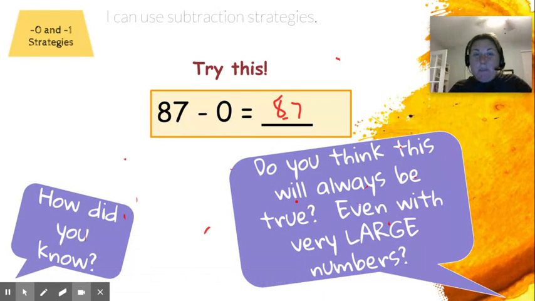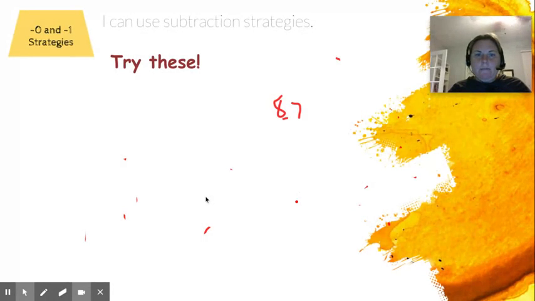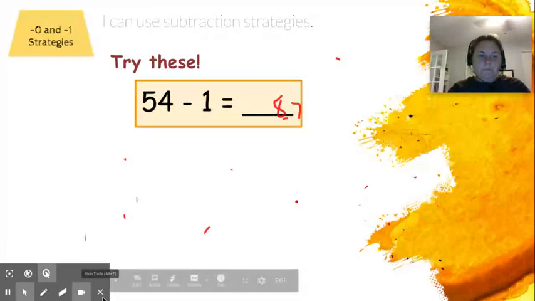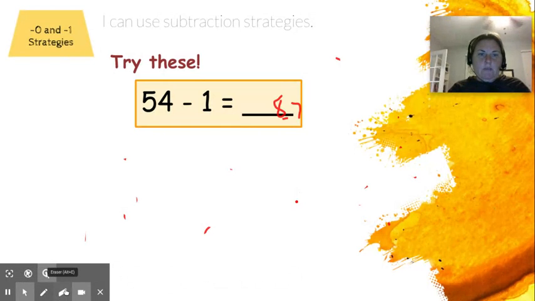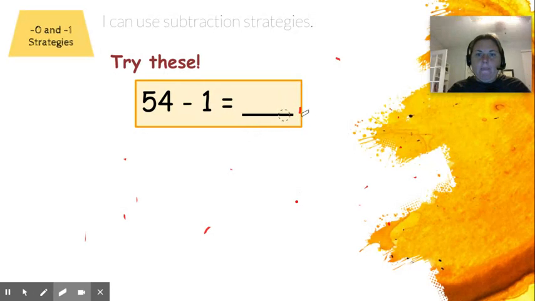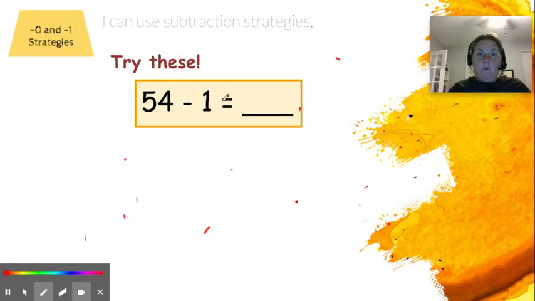So let's say you have 1,000,000 minus 0. What's the answer going to be? 1,000,000. Easy peasy lemon squeezy, right? Okay, let's try these. All right, 54 minus 1. Well, we know we just have to hop backwards 1, right? So 54 minus 1 is 53.